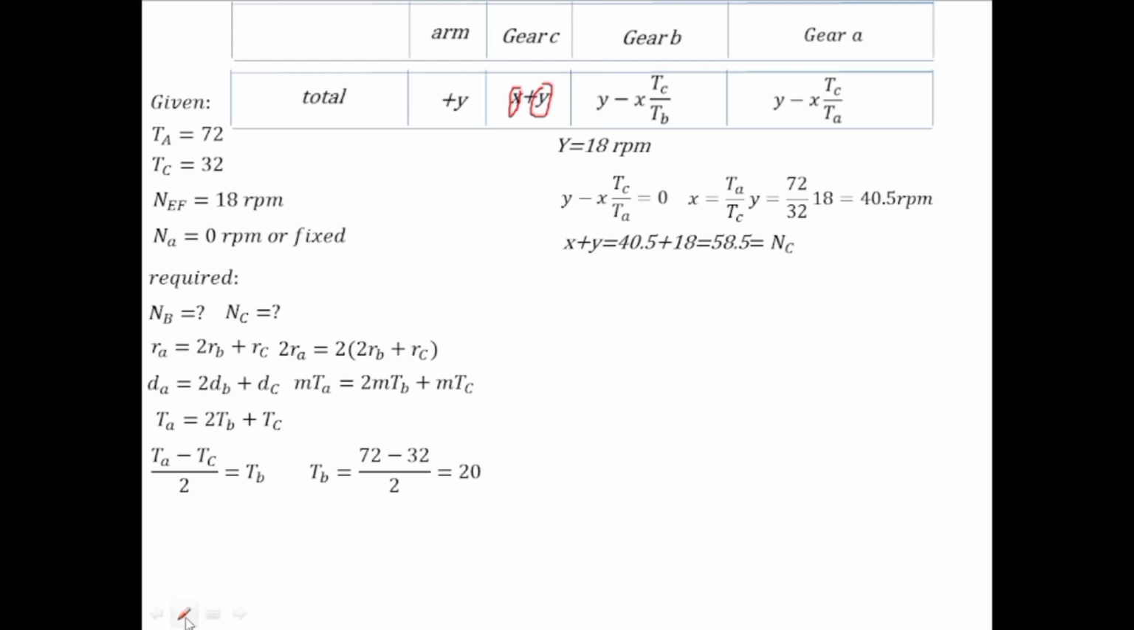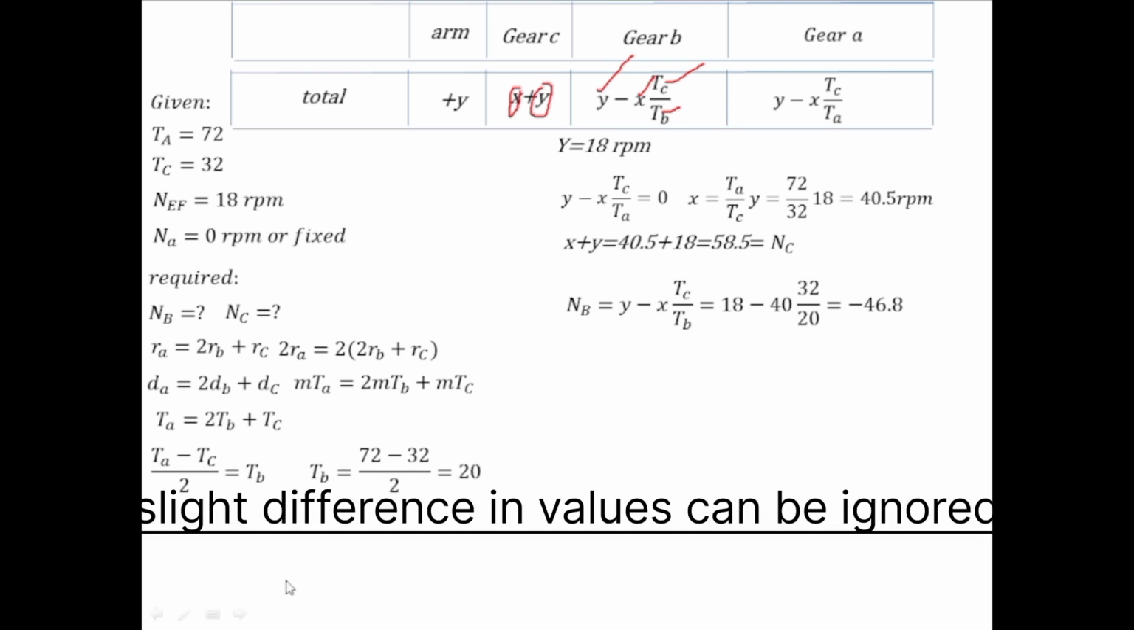And similarly, the speed of gear B is equal to this one, so put the value of y, that is 18 rpm, and the value of x, that is 40.5 over here, and the value of C is 32, and the value of B is 20. So when you put these values, it is going to give you minus 46.8 rpm. So this is another method to find out the speed of gear B and C.